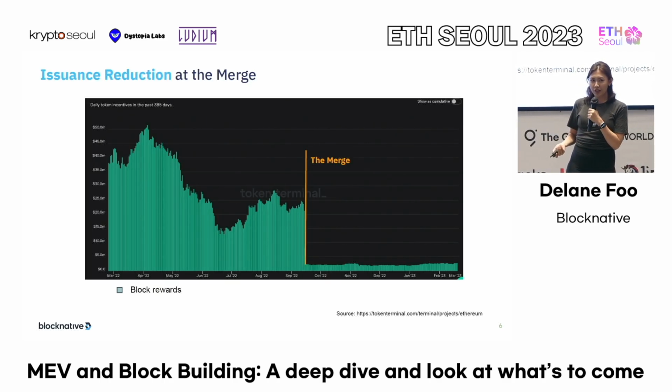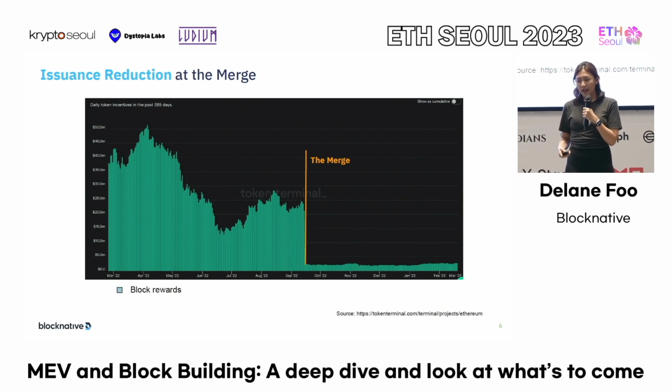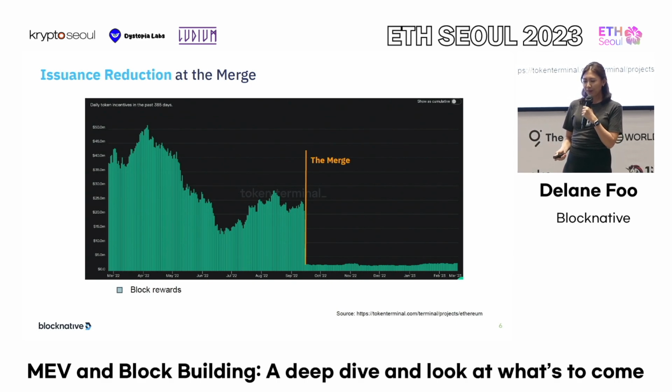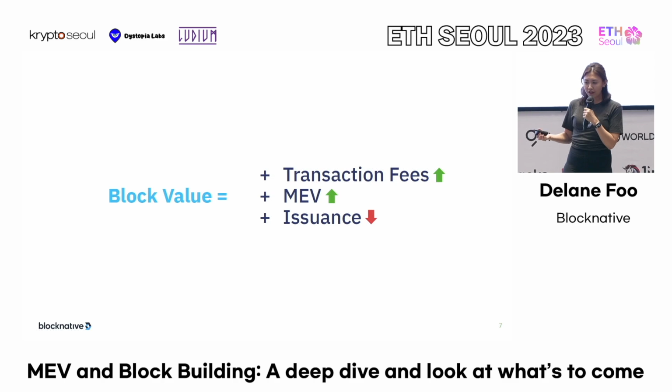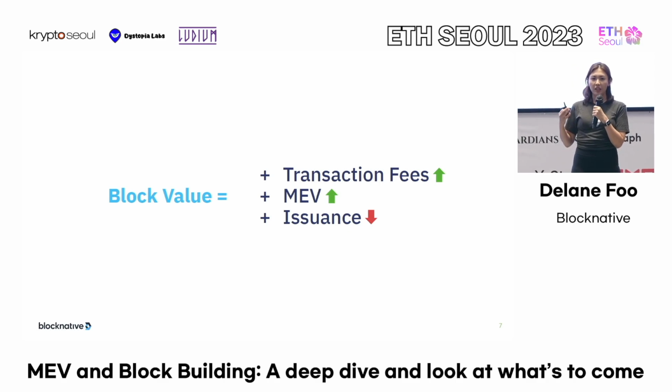So let's talk about issuance first. Before the merge, when you build a block, you get a pretty significant sum of ETH issuance because the network has to pay for the power required to build those blocks. After the merge, that is no longer the case, and therefore the issuance dropped significantly. This is where that ultrasound money meme came from, or that triple halvening of issuance. So as you can see here, with the reduction in issuance, the influence of transaction fees and MEV at the block level has greatly increased.